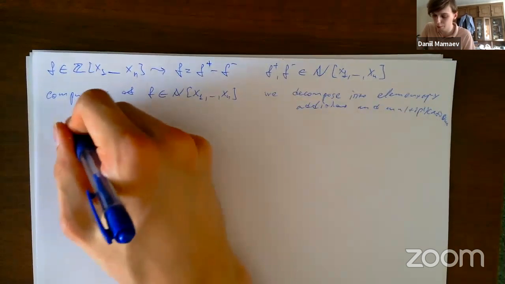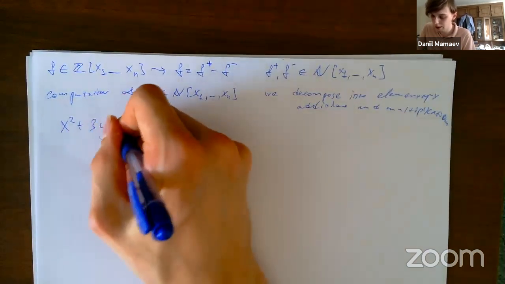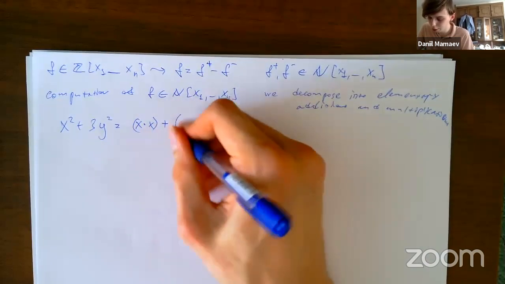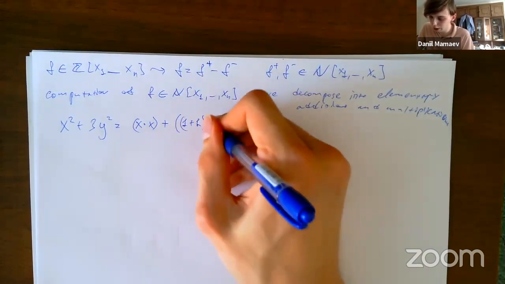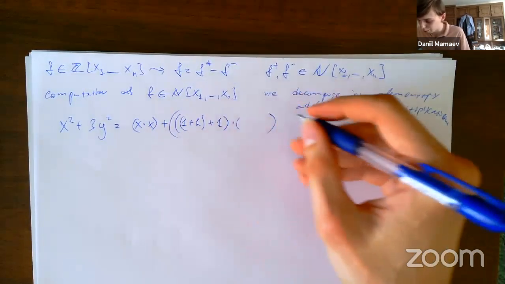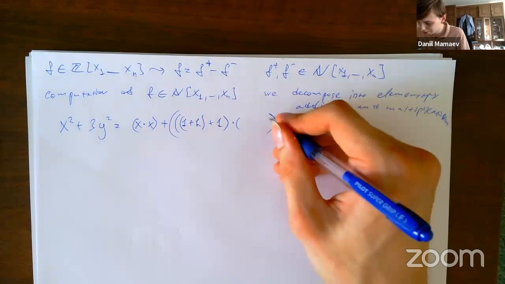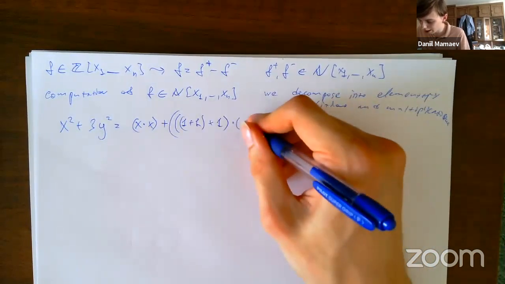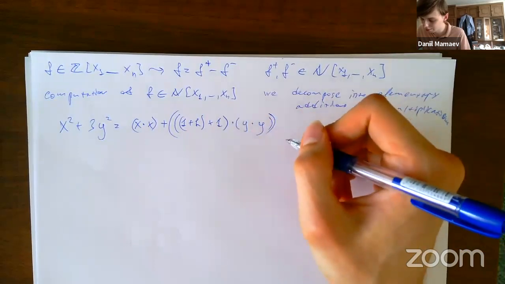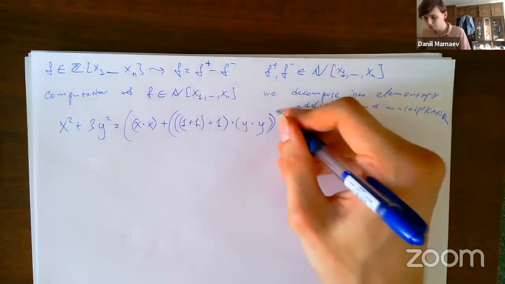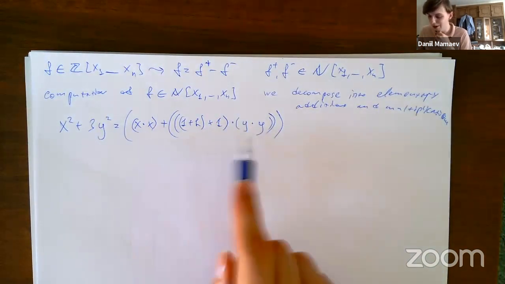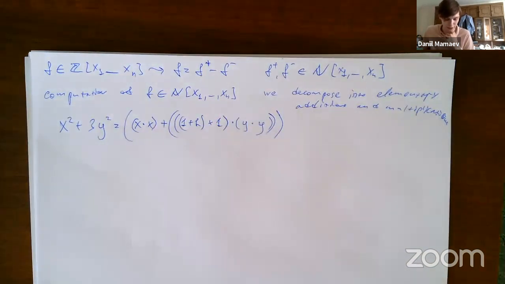What it means, let me show it on an example. Suppose you have some polynomial. What is it? Well, it's x times (x plus 1 plus 1 plus 1) times y times y. So we just decomposed a polynomial into a composition of simple additions and multiplications.